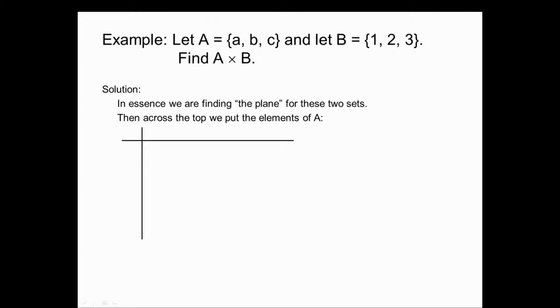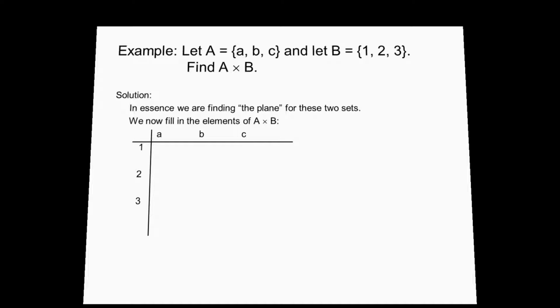Instead, across the top, we're going to put the elements of A. So I'm going to have a, b, c. And then down the vertical axis, we're going to put the elements of B. So 1, 2, 3. Inside of here, inside of what looks like quadrant 4, will be the elements of A cross B. So we now fill in the elements of A cross B.